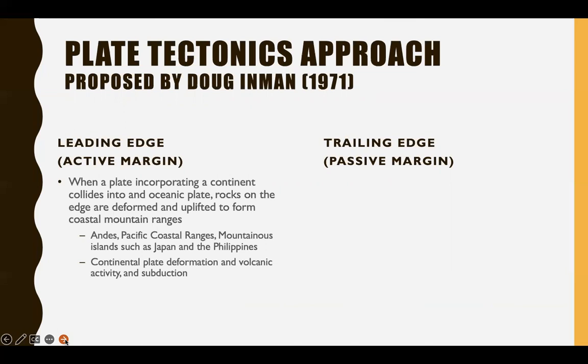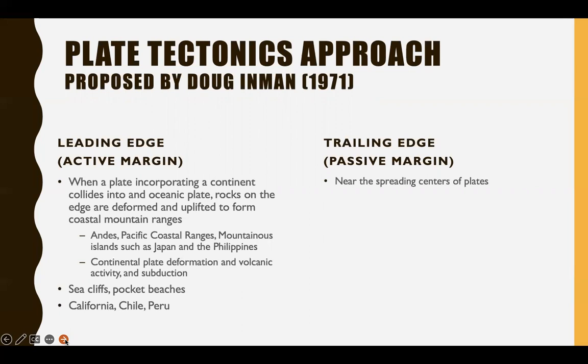So the leading edge is when the plate that has the continent collides into an oceanic plate. Those rocks are deformed and lifted to form the coastal mountain ranges. So things like the Pacific Mountain Range, the Japan Islands, the Philippines, the Andes Mountains. This is the deformation and the volcanic activity, as well as the subduction zone. So this is a lot of geology, but just remember the leading edge and trailing edge and how the rocks come up from the oceanic plate. Sea cliffs and little pocket beaches are formed this way. This is all up and down California, Chile, and Peru.